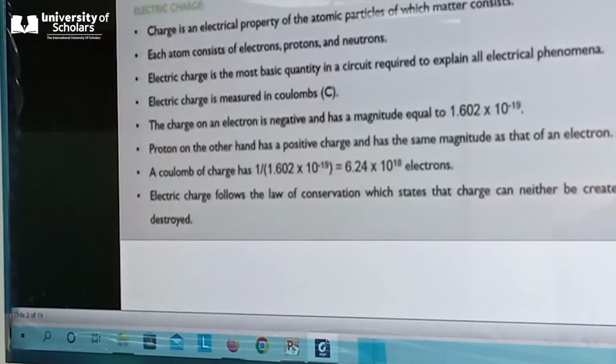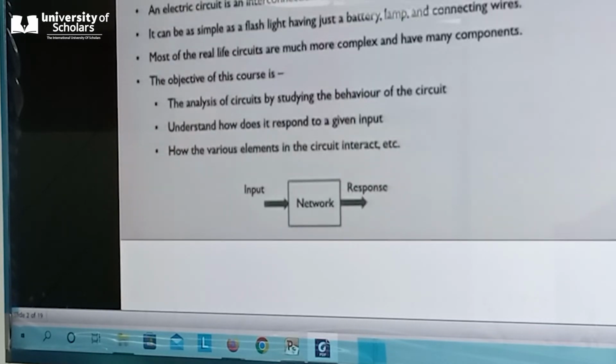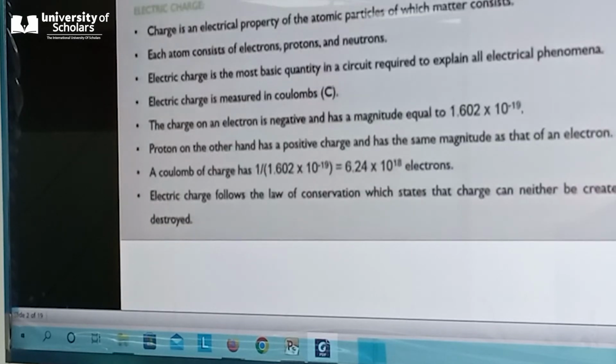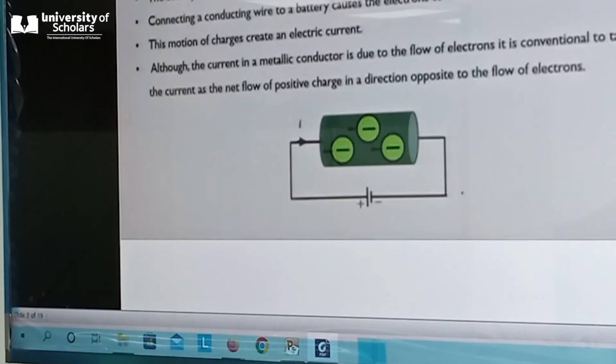So if I talk about current now, we have talked about charge, now let's go to current. It is very difficult to bring this down. It doesn't come down without scrolling.